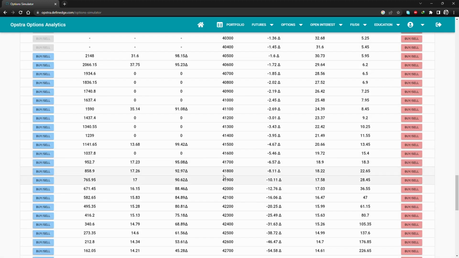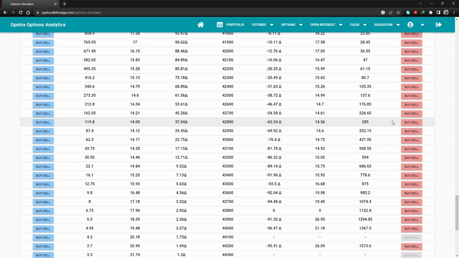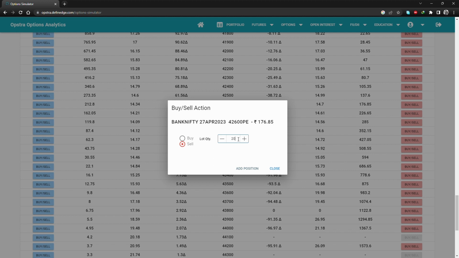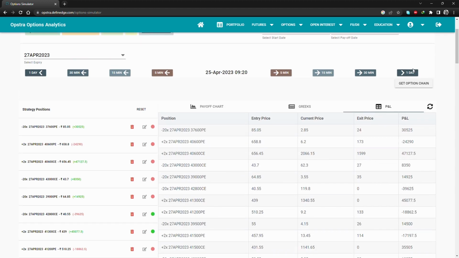Sold 20 lots at the strike price of 41,800. Now going to add 2 lot buying on each side. I'm going to take this premium. After the adjustment, we can see our payoff chart. It almost looks like this. Moving on further with our next day.